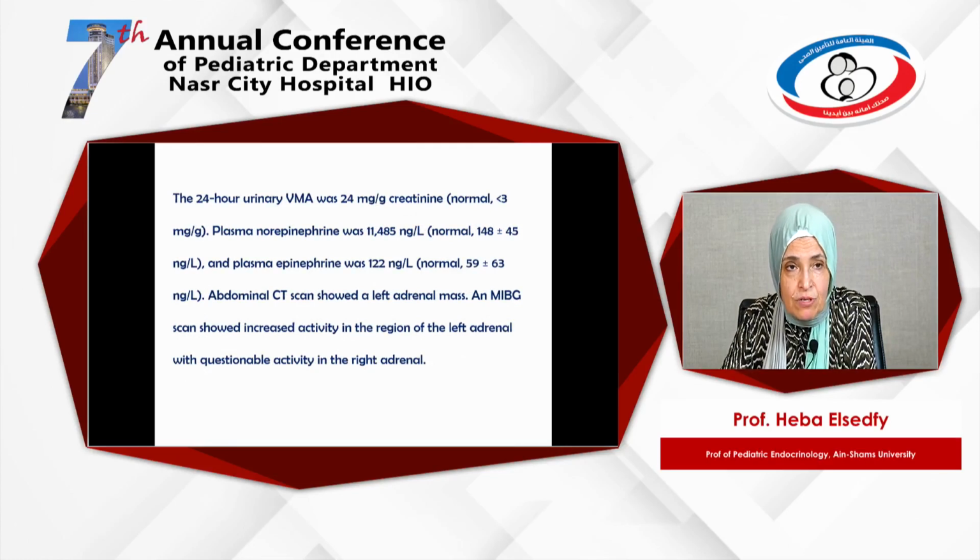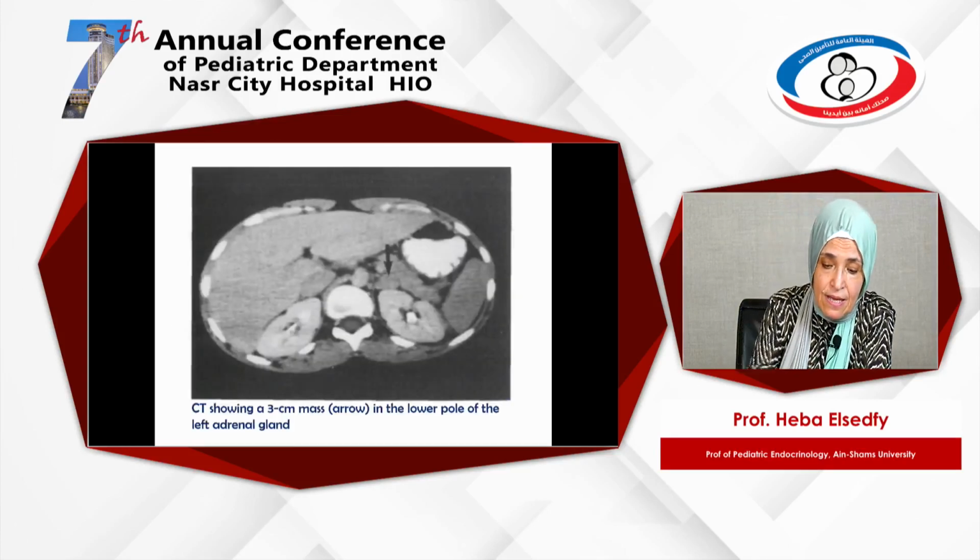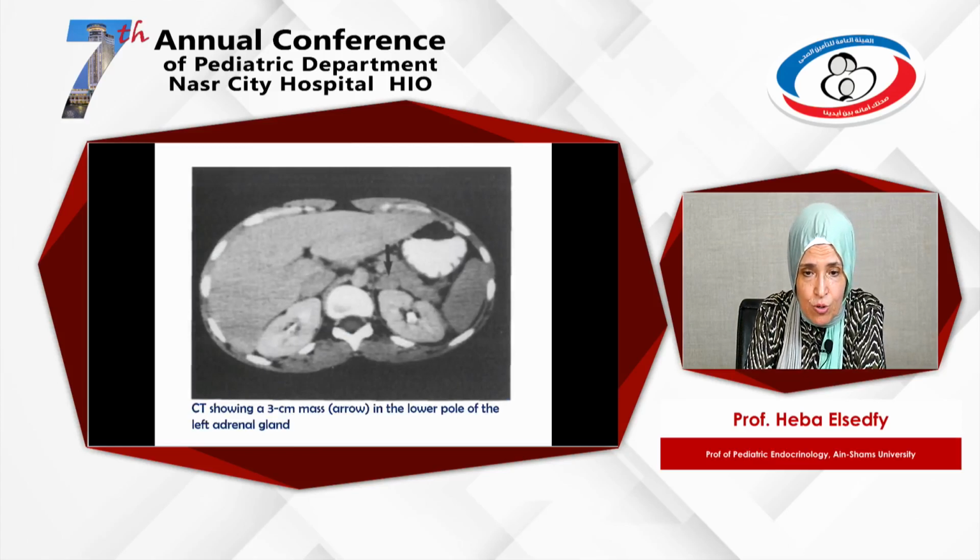So, of course, the history and the examination point to catecholamine excess, and the 24-hour urinary vanillylmandelic acid was high, the plasma norepinephrine and epinephrine were high, and abdominal CT showed a left adrenal mass, and an MIBG scan showed increased activity in the region of the left adrenal with questionable activity in the right adrenal gland. And this CT shows a 3 centimeter mass in the lower pole of the left adrenal.